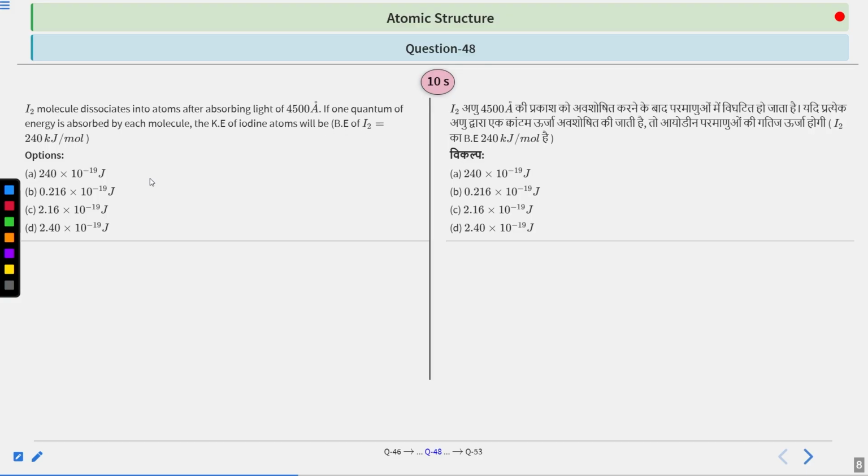Your options are A, 240 into 10 to the power minus 19 joule, B, 0.216 into 10 to the power minus 19 joule, C, 2.16 into 10 to the power minus 19 joule, and D, 2.40 into 10 to the power minus 19 joule. So you have 10 seconds to solve this question. Your time starts now.